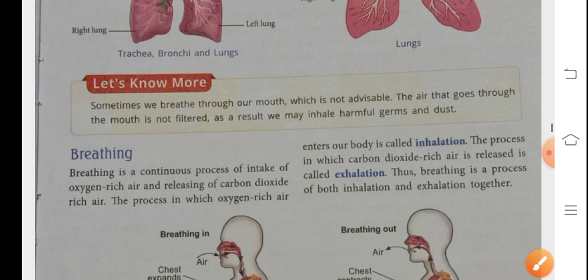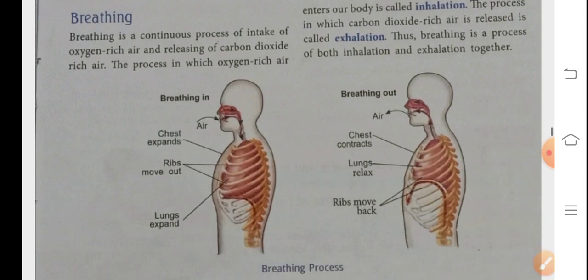Okay, next, breathing. So what is breathing? Breathing is a continuous process. Even if you are sleeping, breathing is continuously working. Breathing is the process of taking in oxygen-rich air and releasing carbon dioxide-rich air. The process in which oxygen-rich air enters our body is inhalation, and the process in which carbon dioxide-rich air is released is exhalation. So breathing in is inhalation, breathing out is exhalation.